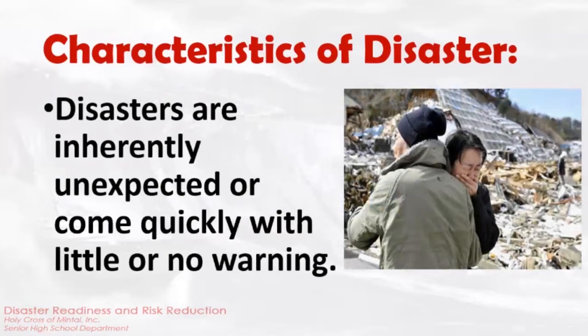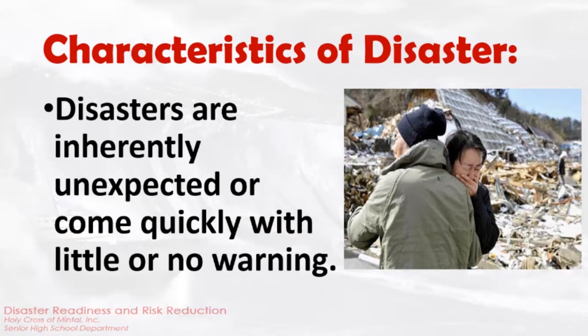First, disasters are inherently unexpected or come quickly with little or no warning. So they can cause widespread death, injury, and property damage. It is unexpected. Sometimes you may expect it, but you cannot predict that the water will rise.